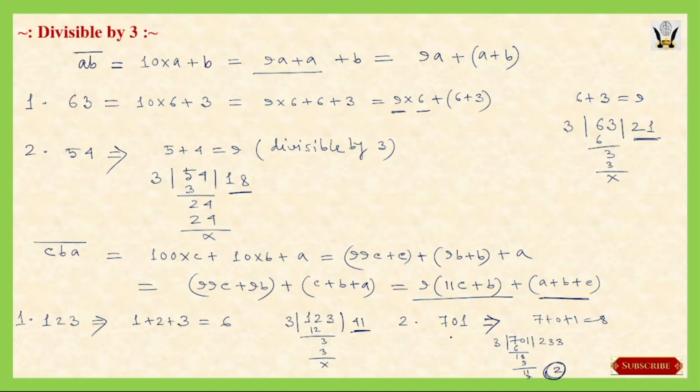So this logic is applicable for 3-digit numbers also. And even if we have a higher digit number, whether it is 4-digit, 5-digit, or even more, the same logic will be applicable. If the summation of the individual digits in that number is divisible by 3, then the whole number will be divisible by 3, and that is the logic.